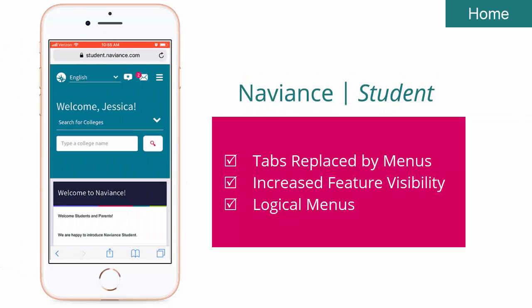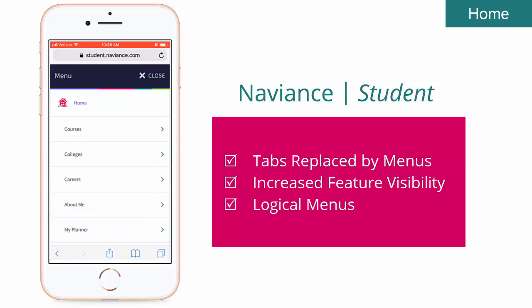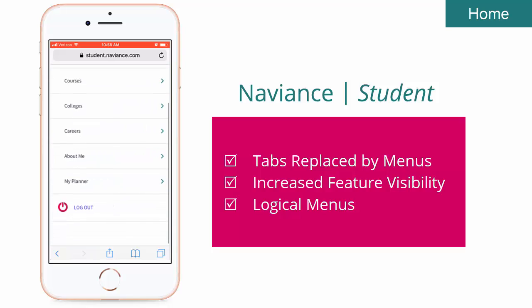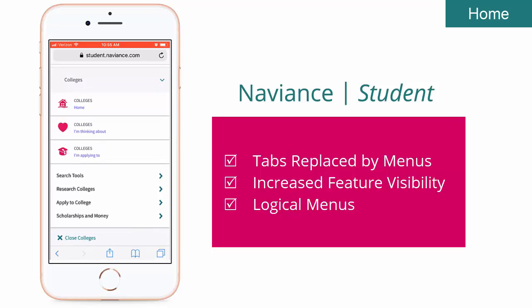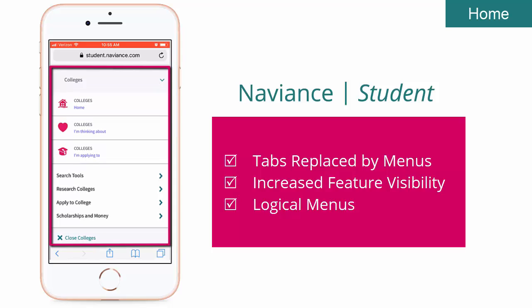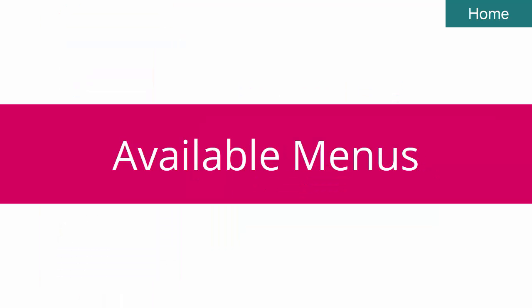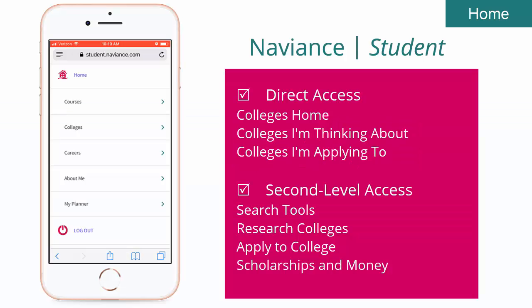Family Connection's tabbed interface is retired and replaced by menu navigation. This type of navigation supports the mobile responsive experience and creates increased visibility for all Naviance Student features. The menus are laid out in a logical way that follows the student process through that section. For example, under Colleges, you can find key resources related to searching for colleges, researching colleges, applying, and then identifying scholarship-related information. Let's look more closely at the available menus.